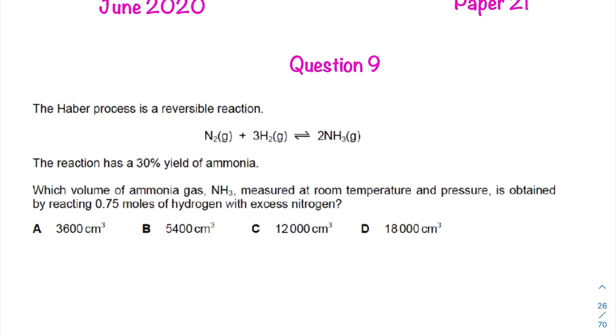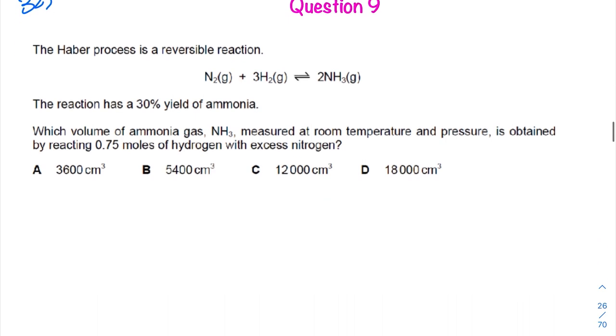Now June 2020, paper 21, question number 9, which is question number 32, the last question for this part 2. The remaining 16 questions will be done in part 3. The Haber process is a reversible reaction. The reaction has a 30% yield of ammonia. So only 30% is being given. Which volume of ammonia gas, measured at room temperature and pressure, is obtained by 0.75 moles of hydrogen?